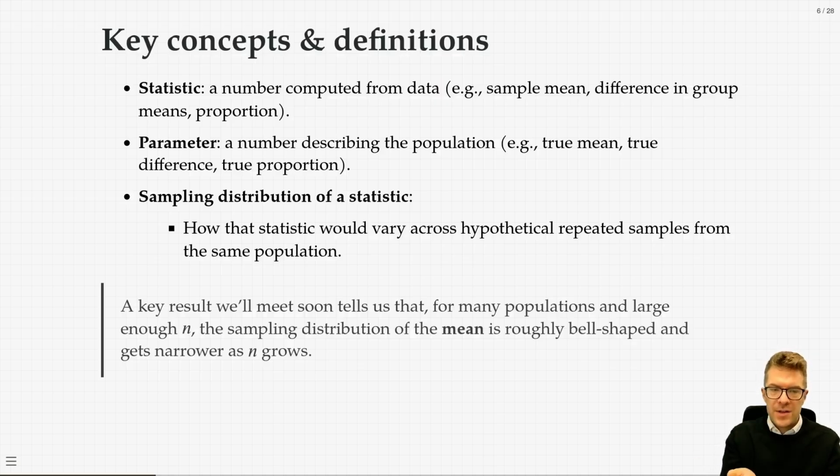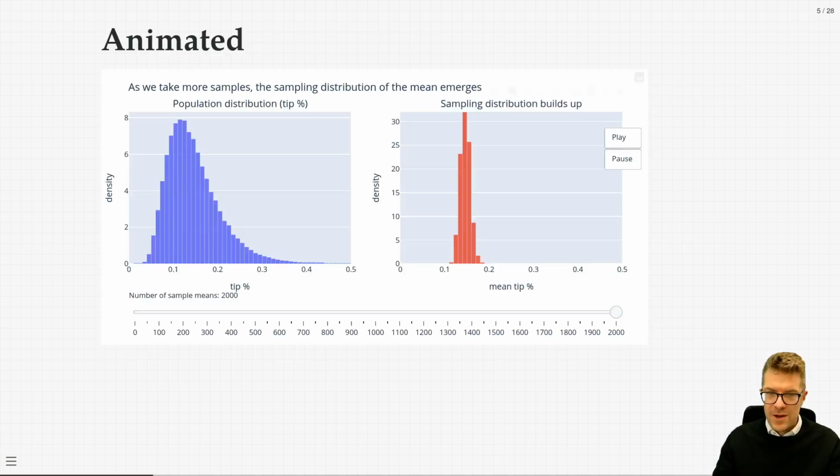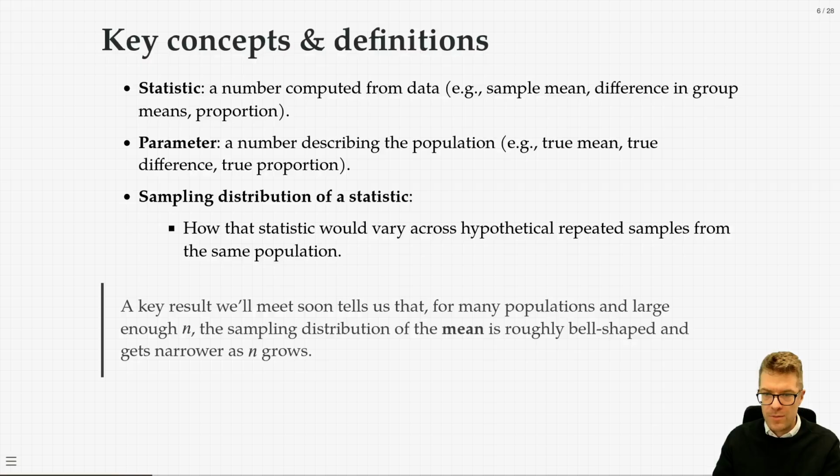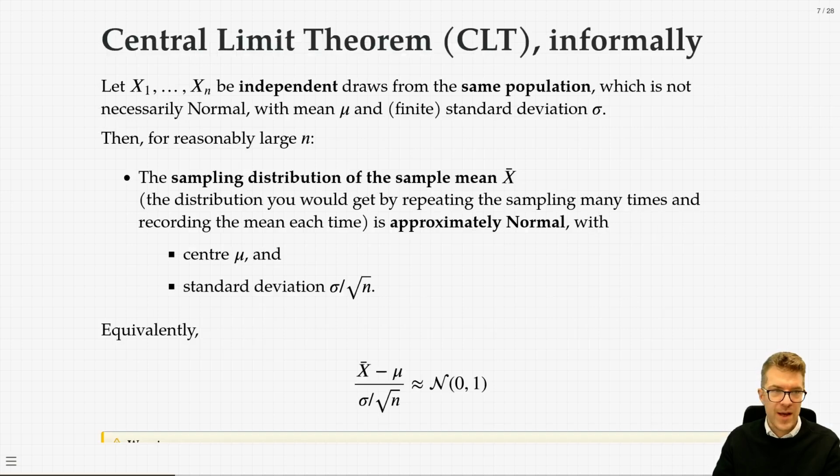So the key result here is that for many populations, and if we take large enough samples, the sampling distribution of the mean will be roughly bell-shaped, as we've seen, and it'll get narrower and narrower, to some limit. Here again on the right, the sampling distribution of a statistic like the mean will become more and more normal shaped the more samples we have.